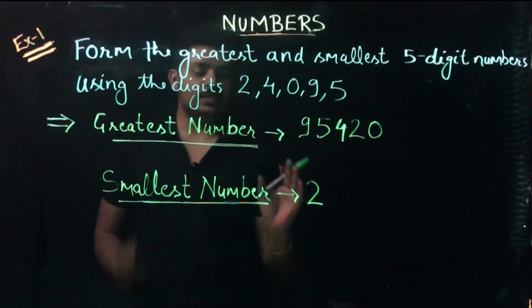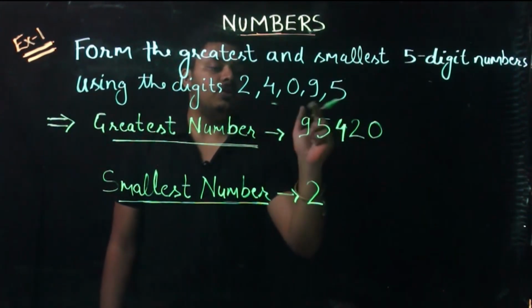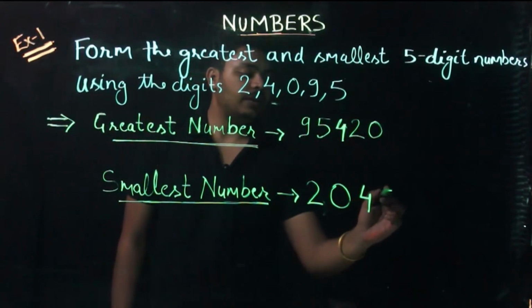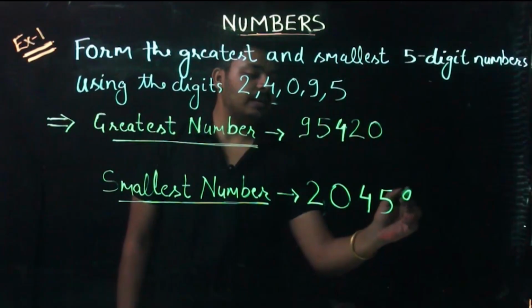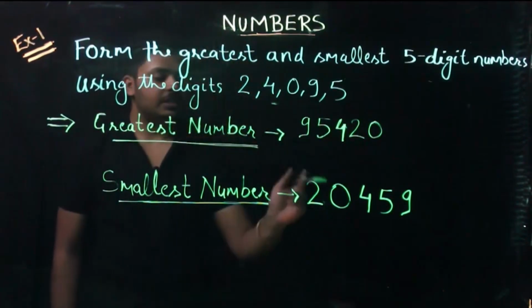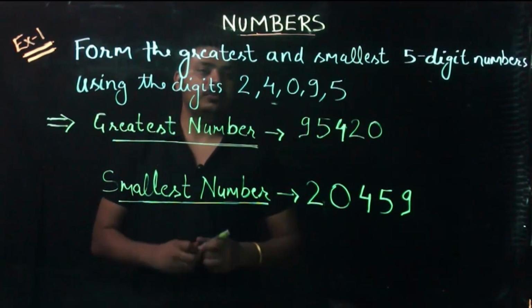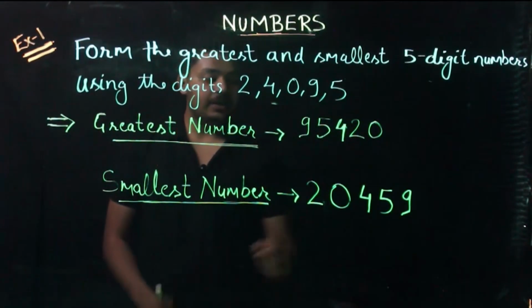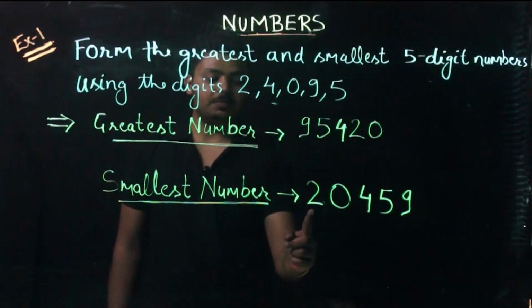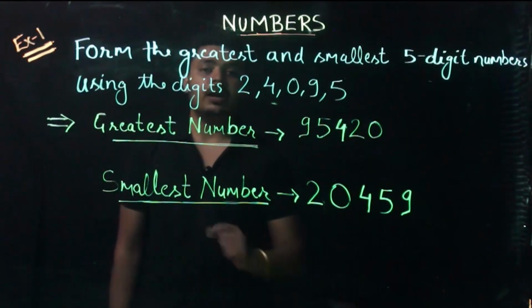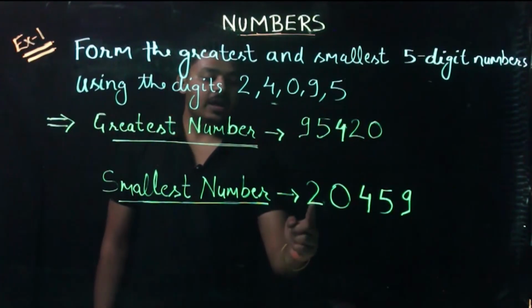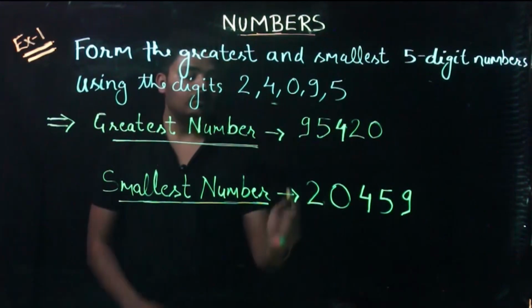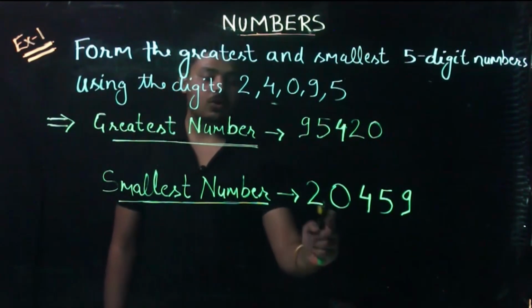Now we can place a 0. Then after the rest 4, 0. Then the rest 3, the smallest is 4. Then 5. And at last 9, which is the greatest. So this is the smallest 5-digit number. I hope students you understood one thing to be kept in mind, that we never place a 0 at the first place because it makes our number a 4-digit number. Except for the first place, we can place 0 at the second place.